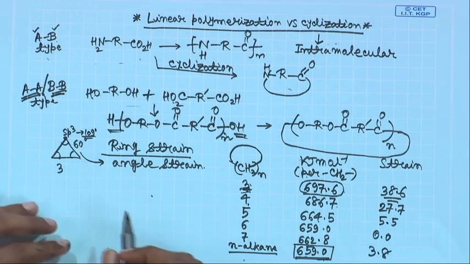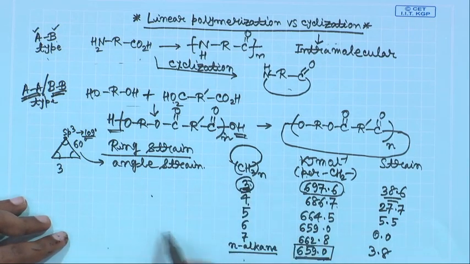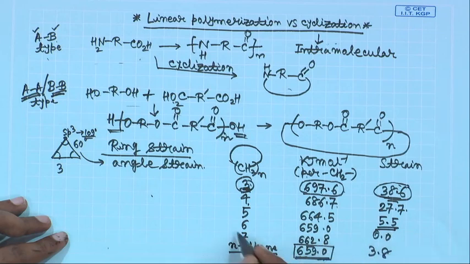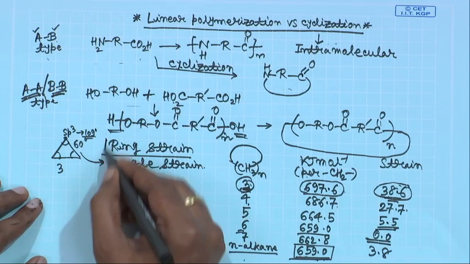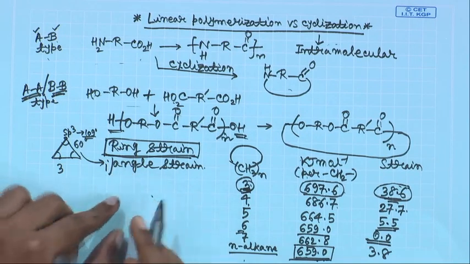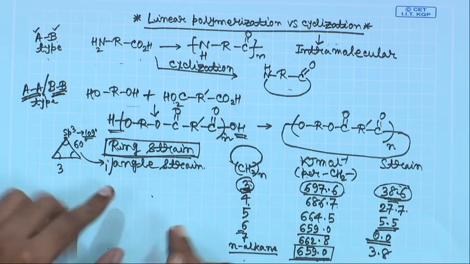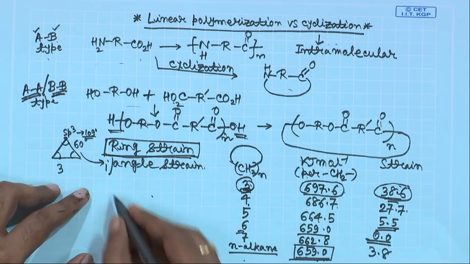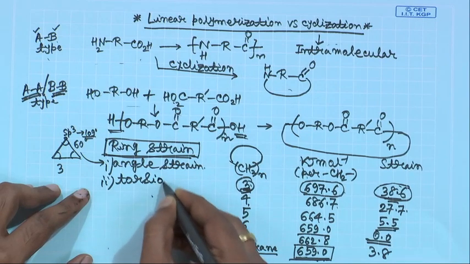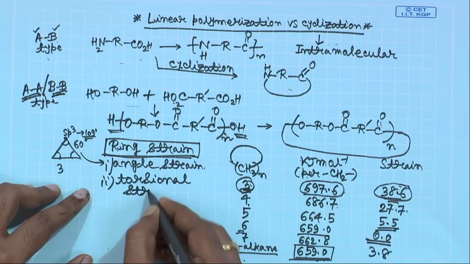Now, you will see, for example, the 3-membered ring is one of the most strained rings. So, strain is the highest. In the 4-membered ring the strain is lower, in the 5-membered ring it is much lower, and in the 6-membered ring there is no strain at all because you are comparing with the n-alkane, and then again the strain increases a little bit. This ring strain can arise from different factors. One factor is angle strain, the second factor is conformational or torsional strain.